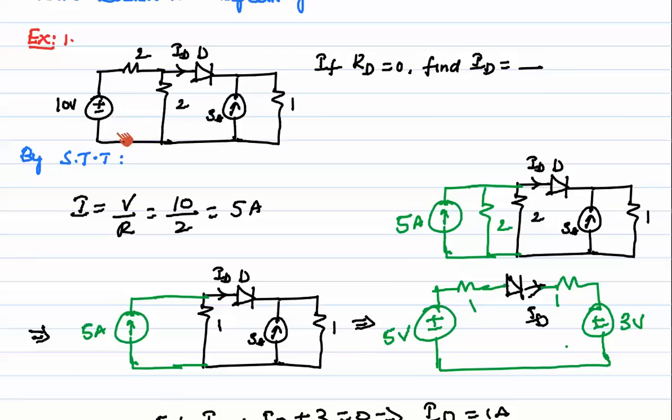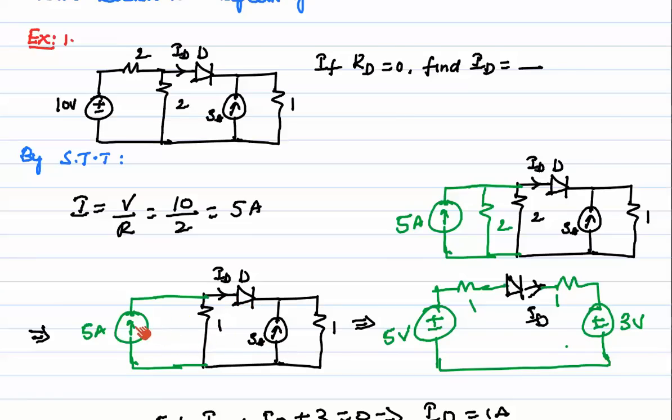So 10 volts in series with 2 ohms can be represented as 5 amps in parallel with 2 ohms. I is equal to V by R, that is 10 by 2, which is 5 amps, and 5 amps is represented here. Now if you observe, we have 2 ohms in parallel with 2 ohms, so the equivalent is going to be 1 ohm. I have represented 1 ohm here, and ID is the current flowing through the diode that we need to find. So this is the equivalent circuit right now.